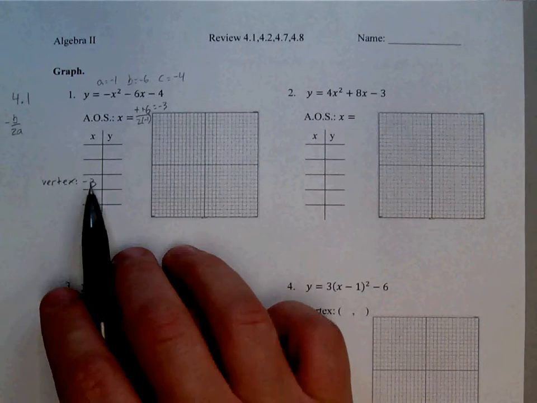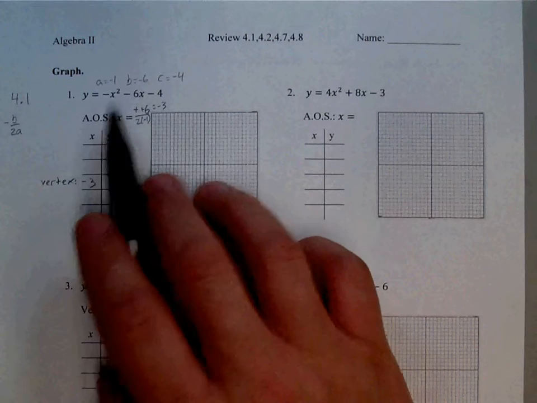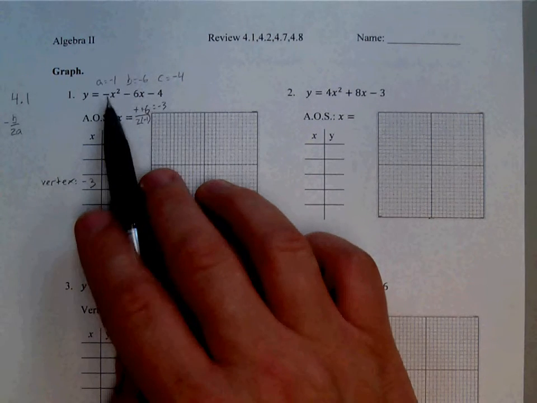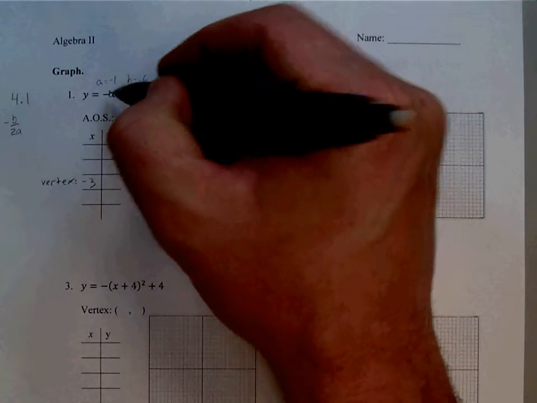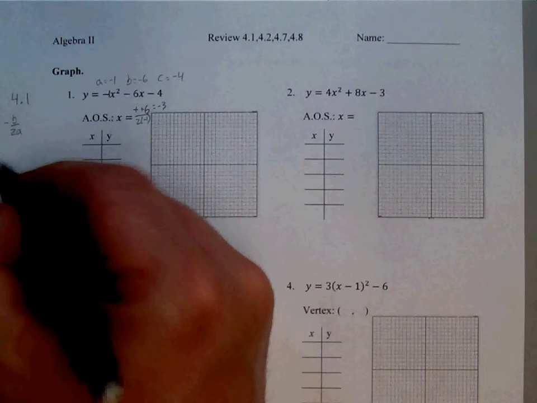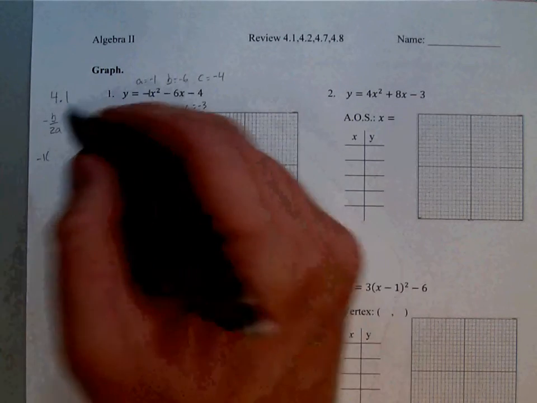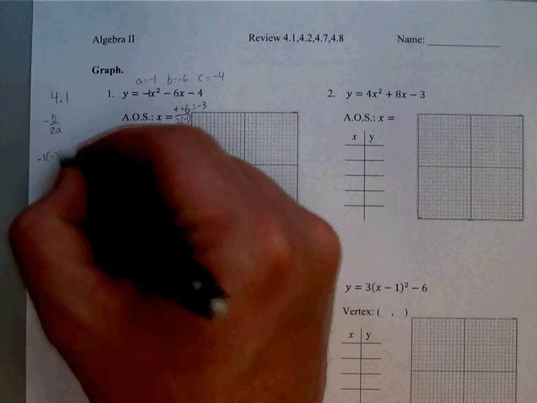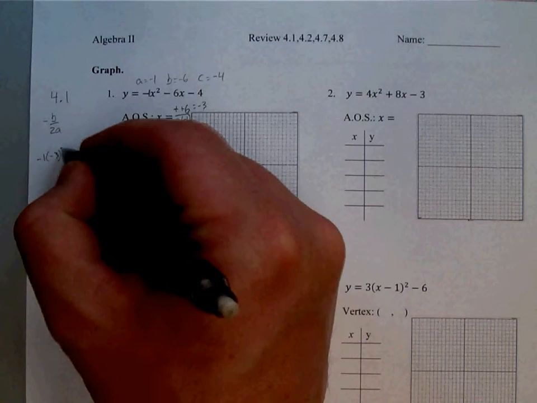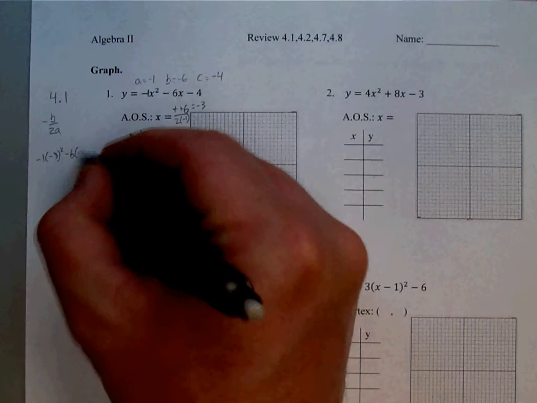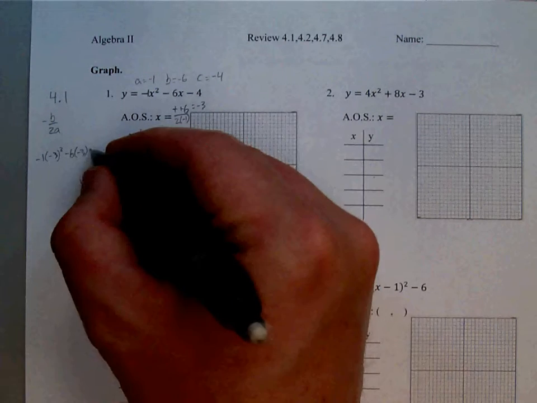To get the other part of it, you plug the negative 3 into the equation. Be careful here. Some of you may make the mistake of squaring this negative. Basically you can think of this as negative 1 times x squared. So negative 1 times your x right now being negative 3, squared, minus 6 times the negative 3, minus the 4.